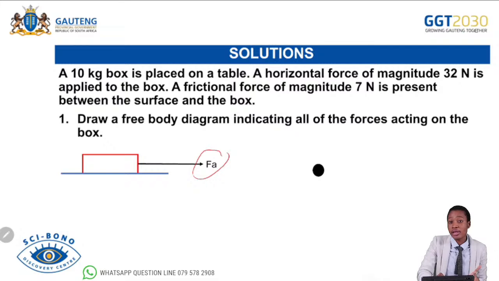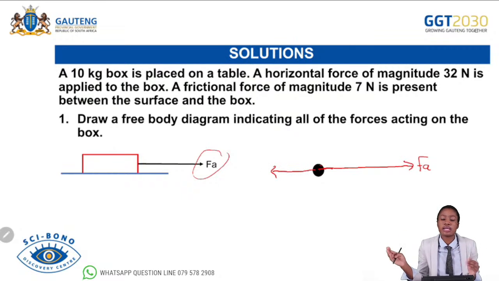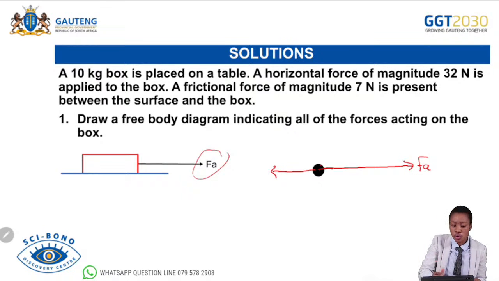Then I'll have that to the right in my free body diagram. A free body diagram is supposed to be a dot, and here's my dot. Then I'll have the FA, which is my applied force, of 32 Newton. Then the frictional force of magnitude 7 that's present. Remember, it's opposing motion. My object is moving towards the right, so the frictional force will oppose the motion.